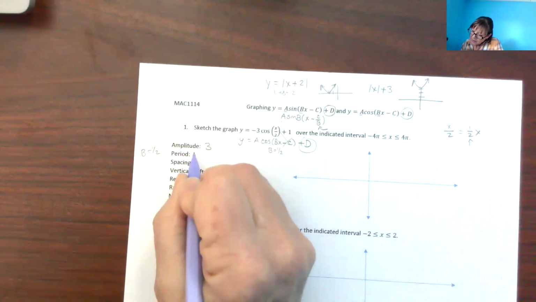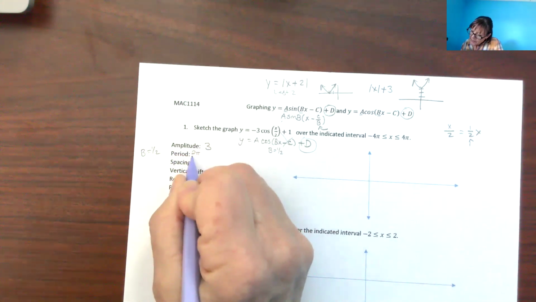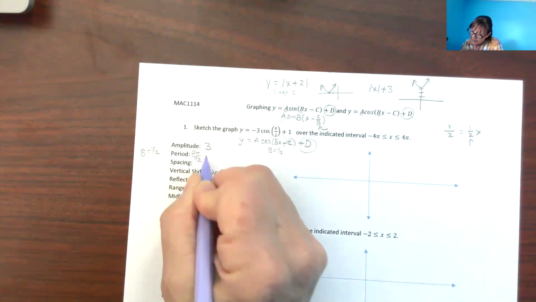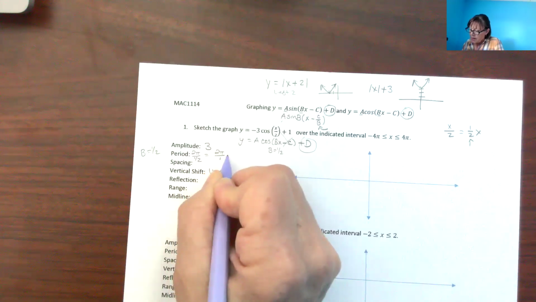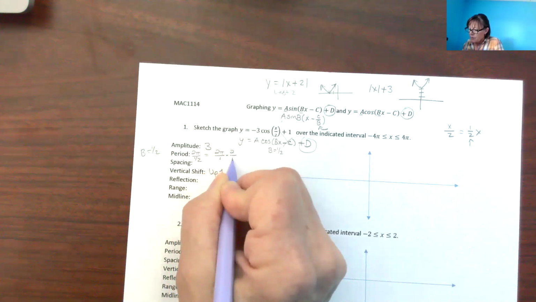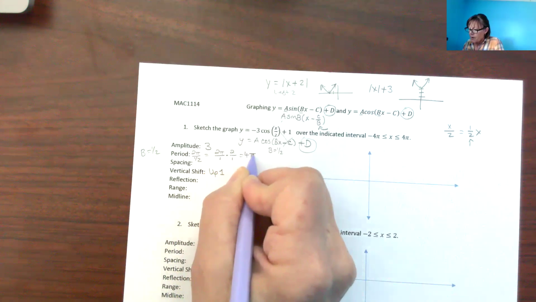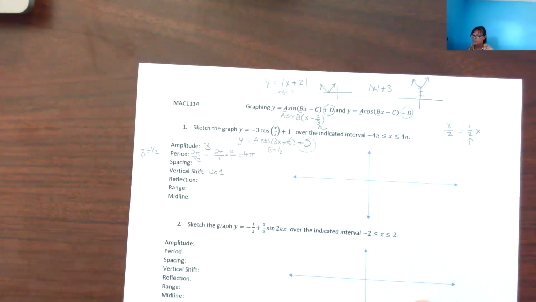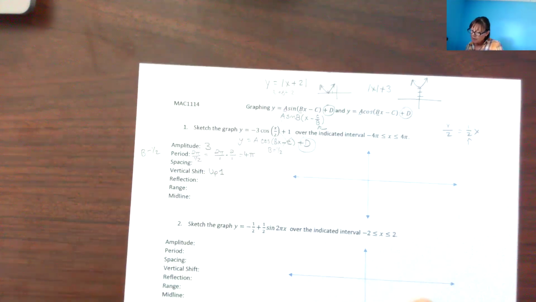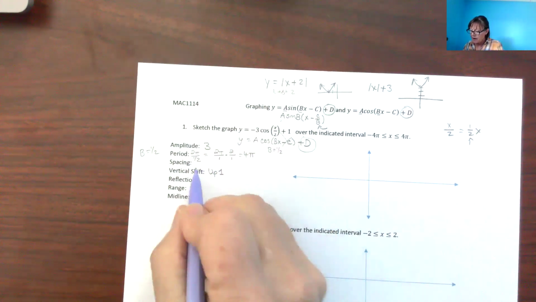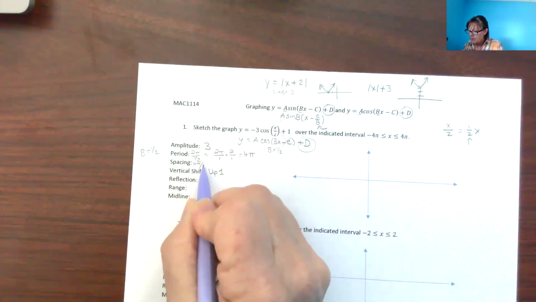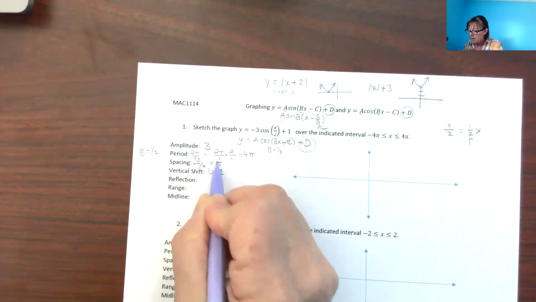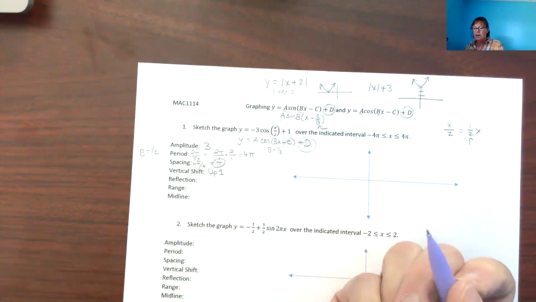So the period is going to be 2 pi divided by 1/2, which is a keep, change, flip. 2 pi over 1 times the reciprocal 2 over 1 gives us 4 pi is the period. All right. Now, the spacing is always whatever you calculated the period to be divided by 4. So the spacing will be 4 pi divided by 4, which is pi. That tells us how to mark up our x-axis.